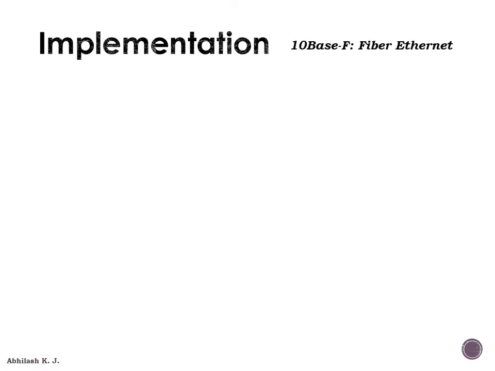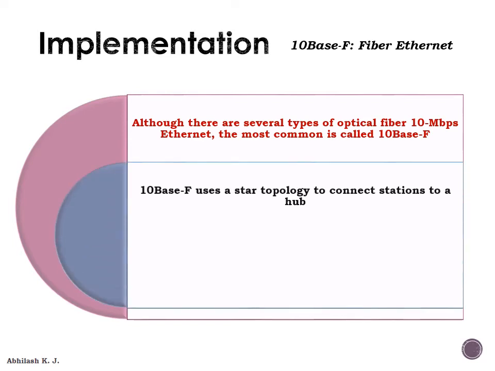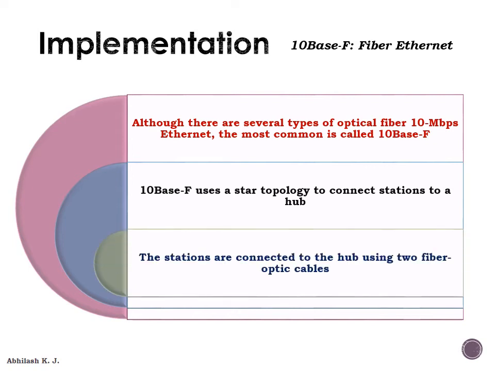So the next implementation we'll be discussing is the 10 base F, that is fiber Ethernet. Even though there are several types of optical fibers available for 10 Mbps Ethernet, the most common one that is used is 10 base F, which makes use of once again the star topology to connect the station to the hub. The stations are connected by making use of two fiber optic cables in this case. This is how it is different from twisted pair cable.